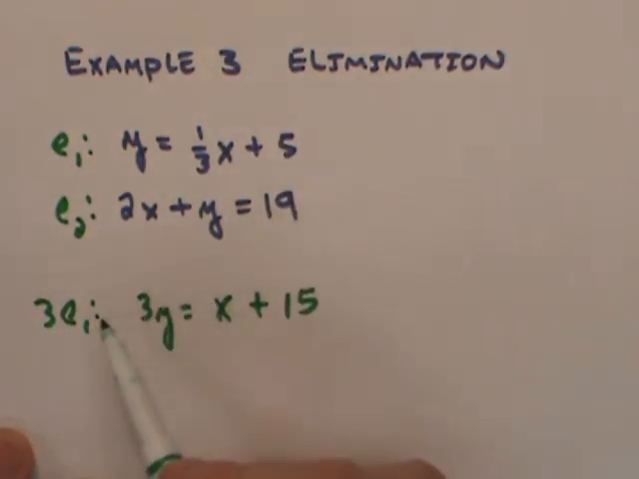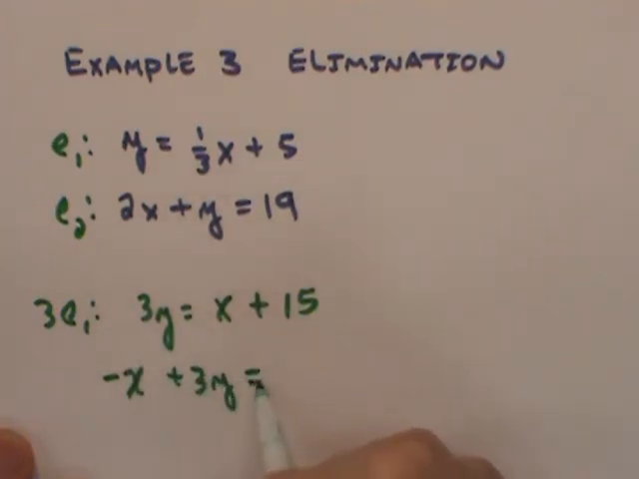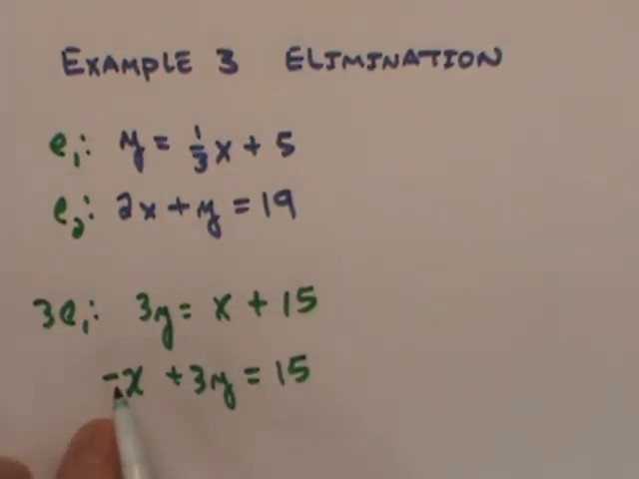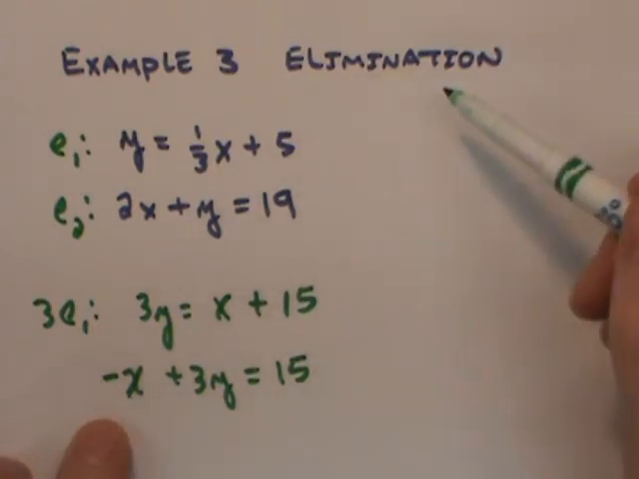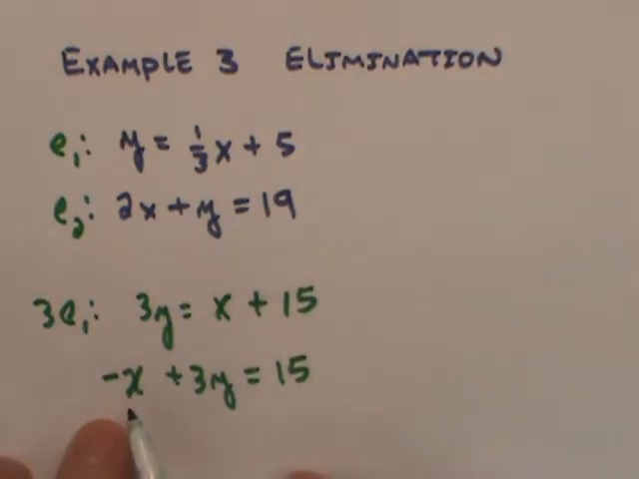Now I'll move that x to the first position. As I move the x to the first position, I get negative x. Remember, it becomes a negative as we move it across the equal sign. Plus 3y equals 15. As we've learned from our book, this isn't technically standard form because standard form requires that first term to be positive. But for the elimination method, it's okay to leave it negative. And so I can stop there.